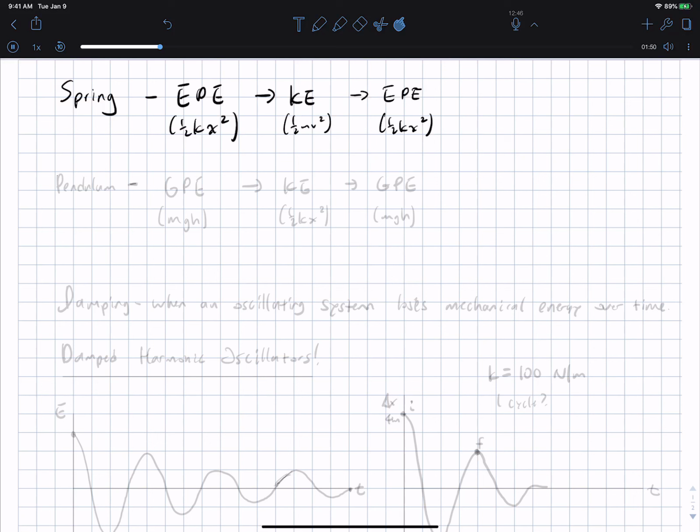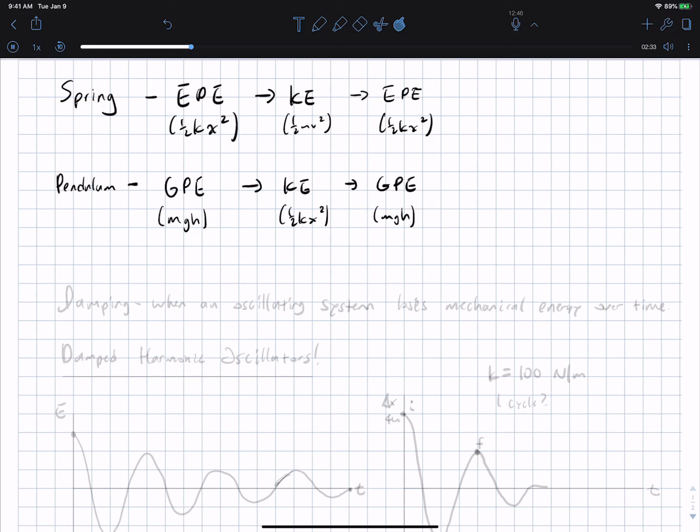And for a pendulum, we said that when you pull the pendulum up to a certain displacement, it has some gravitational potential energy, or just mgh. And as you let it drop, that gravitational potential energy turns into kinetic energy, and then back to gravitational potential energy at the other height that it reaches on the other side.